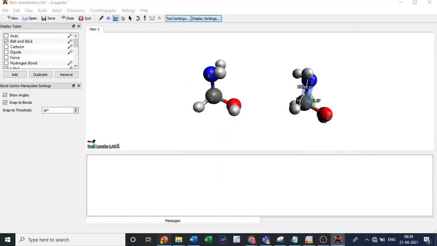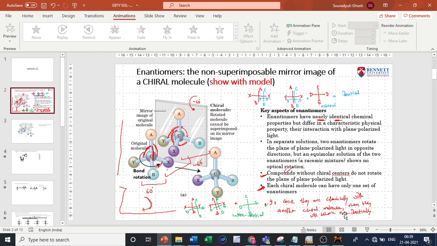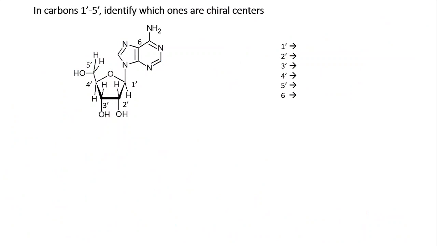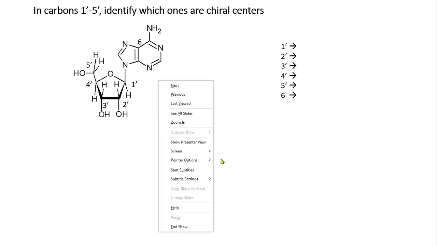So now let's go back to the lecture. This is an example. You can look at which ones are the chiral centers and which ones are not. This is ribose in adenosine, the adenine with the ribose sugar. So let's try to understand which of the carbons here are chiral or not.